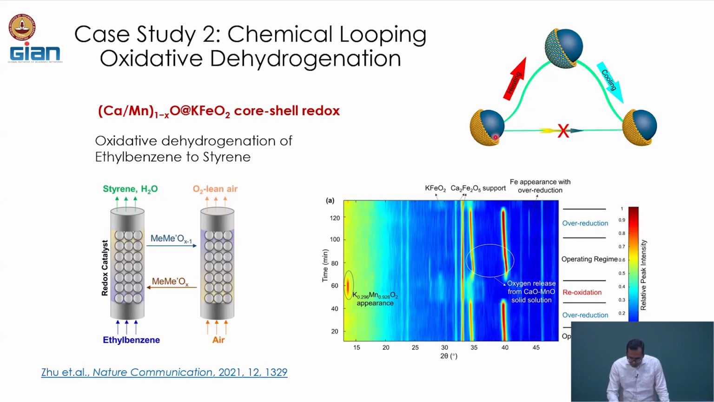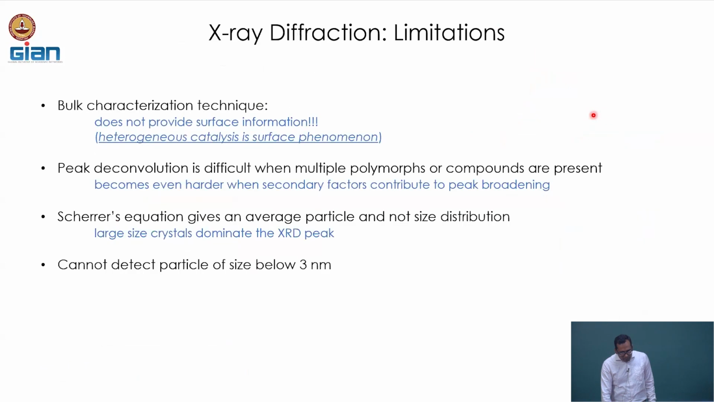So, for the core shell catalyst, this is just a schematic. It does not just stay at the same structure during the reaction, but it actually changes, not because of heating and cooling here, but because of reduction and reoxidation. Okay. And with that, let us look at some of the limitations of XRD.